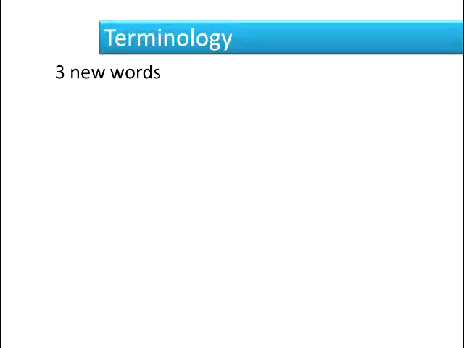So, trigonometry: you have to learn these three new words. The first one is opposite, which you probably know what that means. Adjacent, you may not have come across this one before. It simply means next to or alongside. And hypotenuse, which is a really fancy name for the longest side in a right angle triangle.